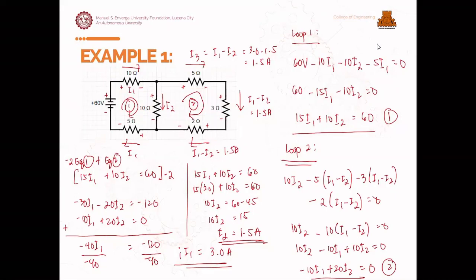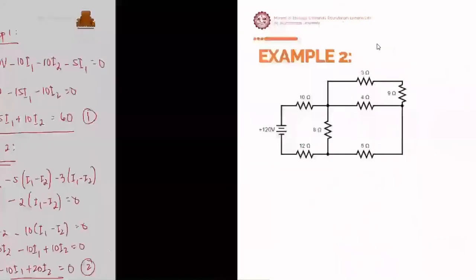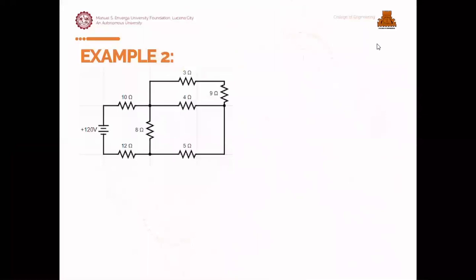So, in our example 2, how do we apply that? Let's identify. Let's call this I1, this I2, this I3, and I4. Since this is in series with this, this is also I3. Then this will be I5. Then this is in series here, so since it's I1 only here, this is I1.